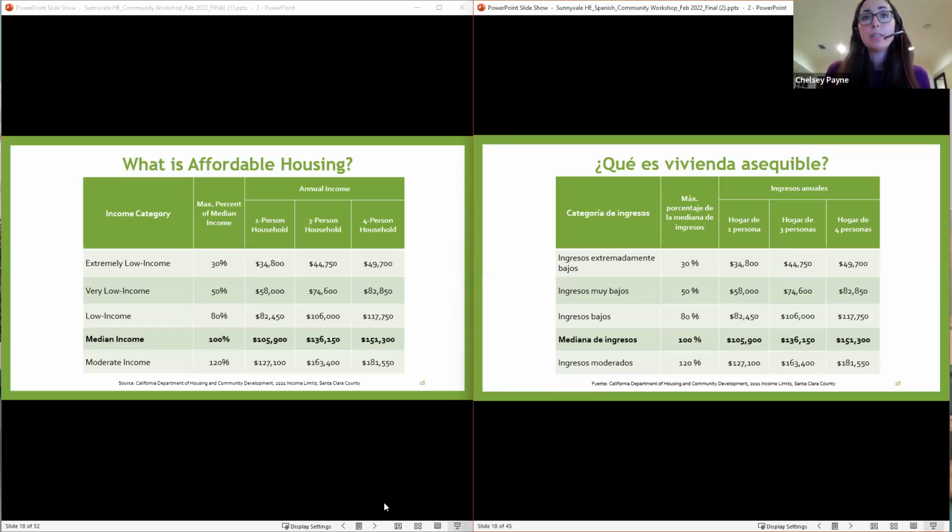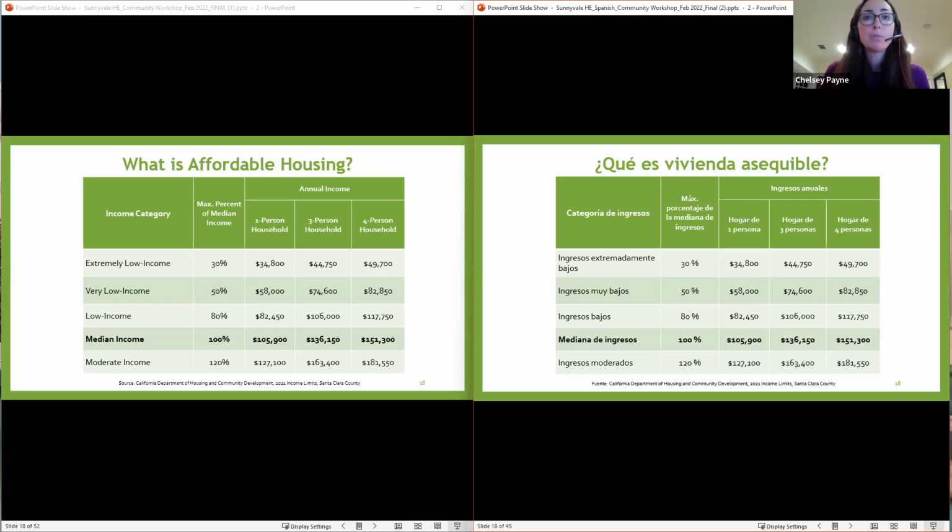We're talking about housing that's affordable to your low, very low, and extremely low income households. And these income categories are determined based on the area median income and different household sizes. So a 4-person household with a gross annual income of $117,750 or less is considered a low-income household. And a household at this income level can afford to pay about $2,900 for housing each month.